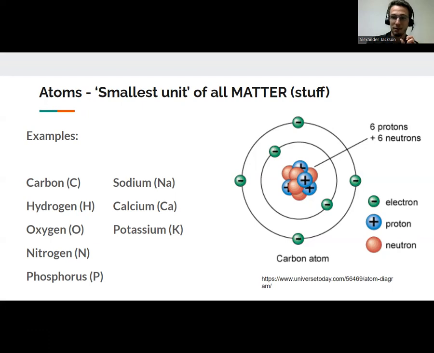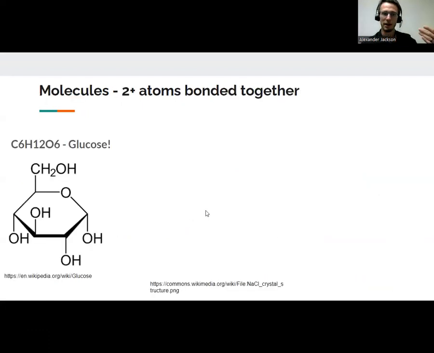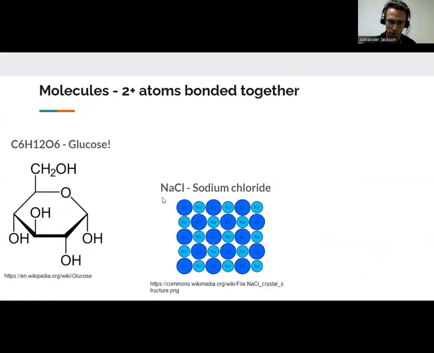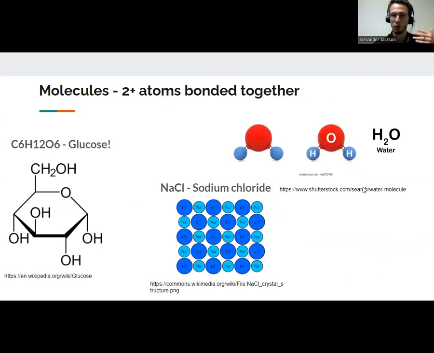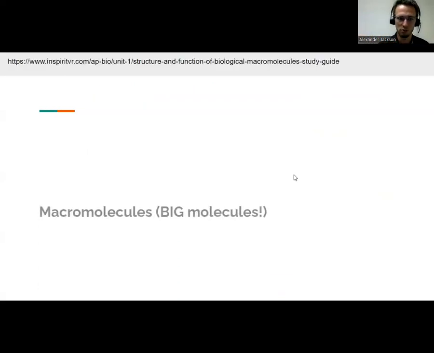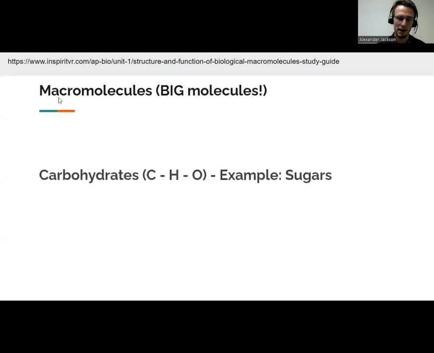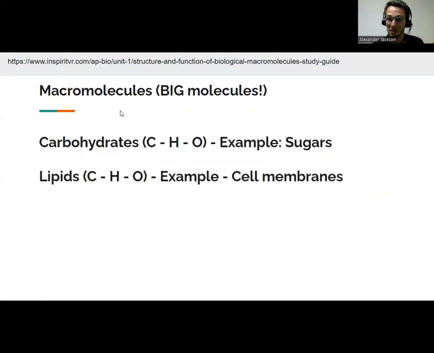Now, if you put these atoms together, though, you then make molecules, things like glucose, things like sodium chloride, things like water. All of these are you just putting multiple atoms together to make a bigger unit, okay? Once you get this bigger unit, say you attach a lot of those together. Well, now you have a pretty big molecule, and you would call those macromolecules. Macro meaning big, and molecule obviously meaning molecule, which is two or more atoms bound together.